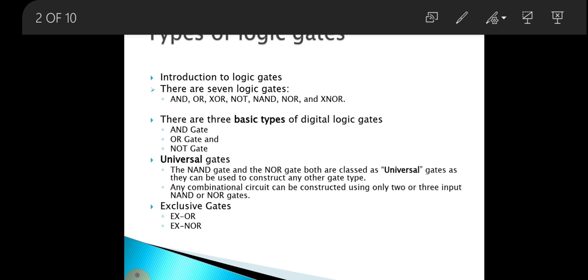Next we will see classification of logic gates. There are various types. It can be classified into three main types: basic gates, universal gates and derived gates. It is also called exclusive gates. Basic gates consist of AND gate, OR gate and NOT gate. Universal gates are NAND gate and NOR gate. It is called universal gates because they can be used to construct any other gate type. Any combinational circuit can be constructed using only 2 or 3 input NAND or NOR gates. That's why it is called universal gate. And third one is exclusive gates. It is XOR gate and XNOR gate.